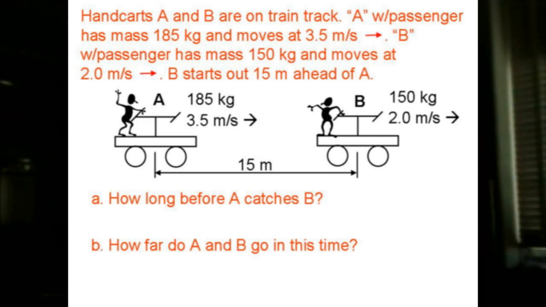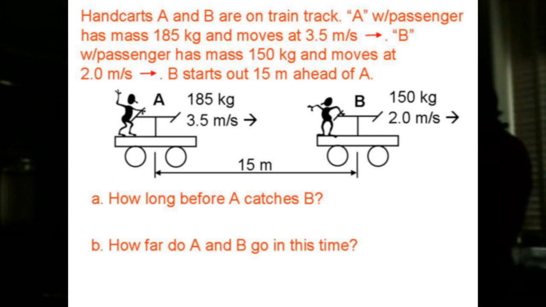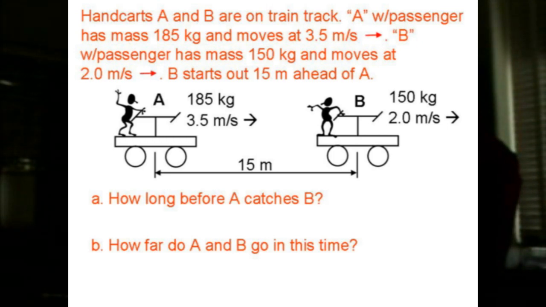So here's a little guy waving, hello, I love you, and he's traveling at 3.5 meters per second. Here's a little guy that says beat it. He's going away from him, but unfortunately only at 2 meters per second, which is slower than 3.5 meters per second. So the distance between the two as this starts is 15 meters. How long before A catches B?